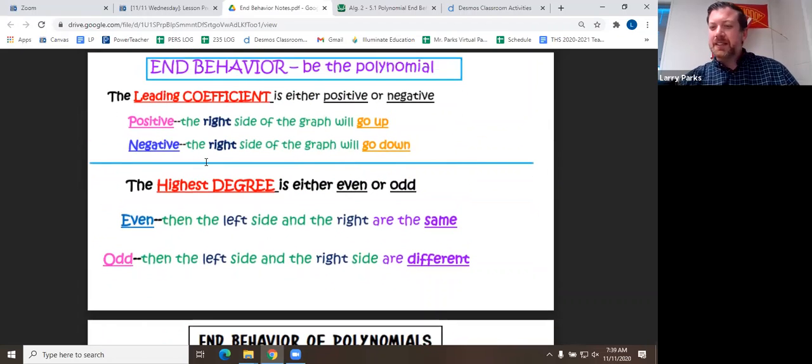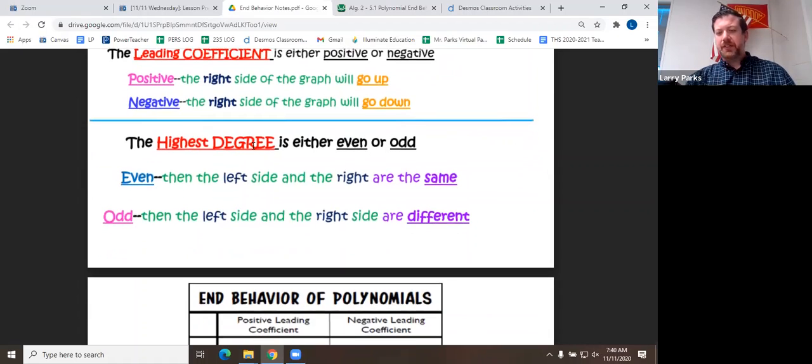So this kind of summarizes what I was talking about. The leading coefficient is either going to be positive or negative. That's the only choice. If it's positive, the right side will go up. If the leading coefficient is negative, the right side of the graph will go down. Now your degree is either going to be even or odd. That's the only choice. If it's even, then the left side and the right side are the same. If it's odd, then the left side and the right side are different.